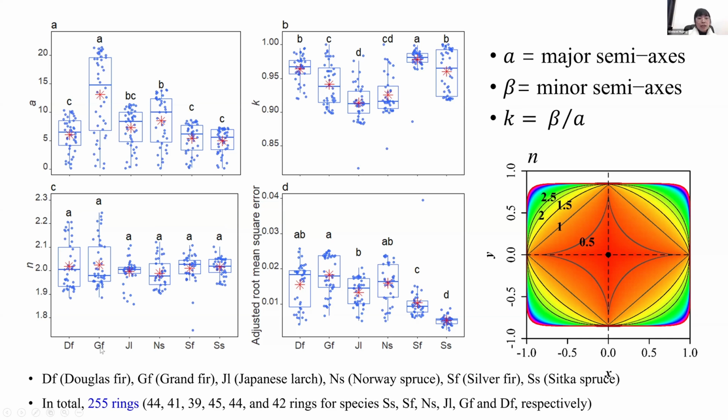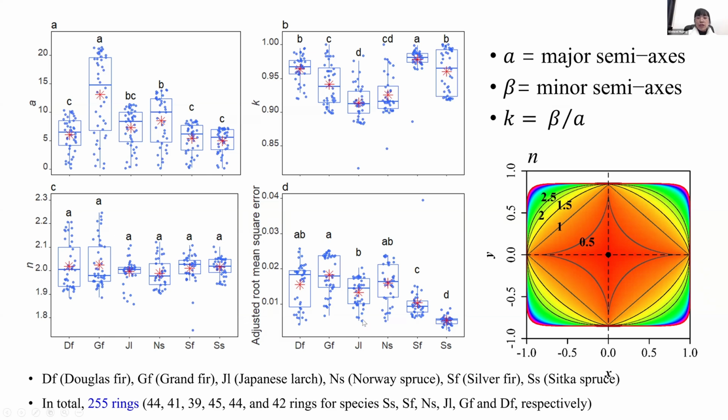So for the GF, that is a grand fir, we can see it has a higher value of A. That means the disc is bigger than the other 5 different conifer species. And the K value is equal to the minor semi-axis divided by the major semi-axis. So we can see they are lower than 1.